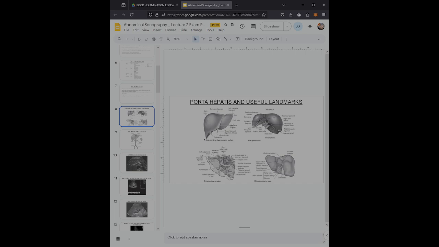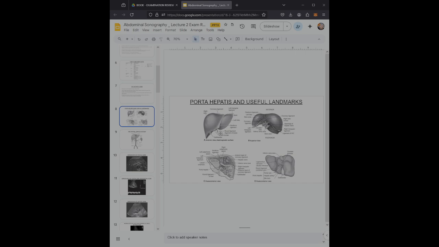The three structures located within the porta hepatis are the main portal vein, the common bile duct, and the hepatic artery. The common hepatic artery carries oxygenated blood to the liver, direct from the abdominal aorta, and the hepatic artery is a branch of the celiac trunk, and it is one of the first main branches of the abdominal aorta.